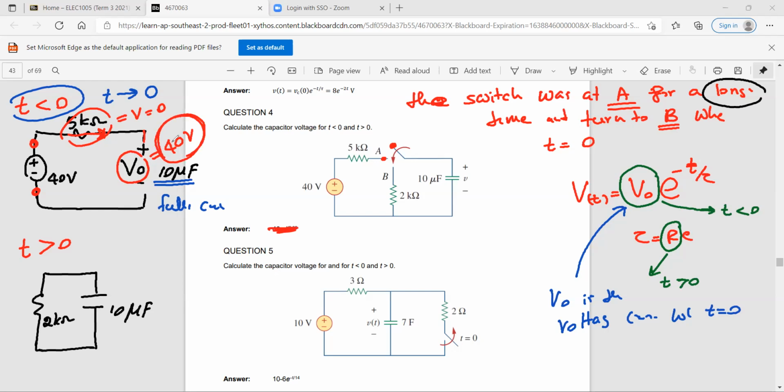Then we need to find the RTH. To find the RTH, we consider the open circuit resistance here. So what is the RTH? 2 kilo ohms, am I right? Yes, because it's the only part of the circuit. So what is tau now? We can find the tau now. So tau is equal to R times C. R is 2 times 10 to the power 3, because it is kilo ohms. And C is 10 times 10 to the negative 6, micro.